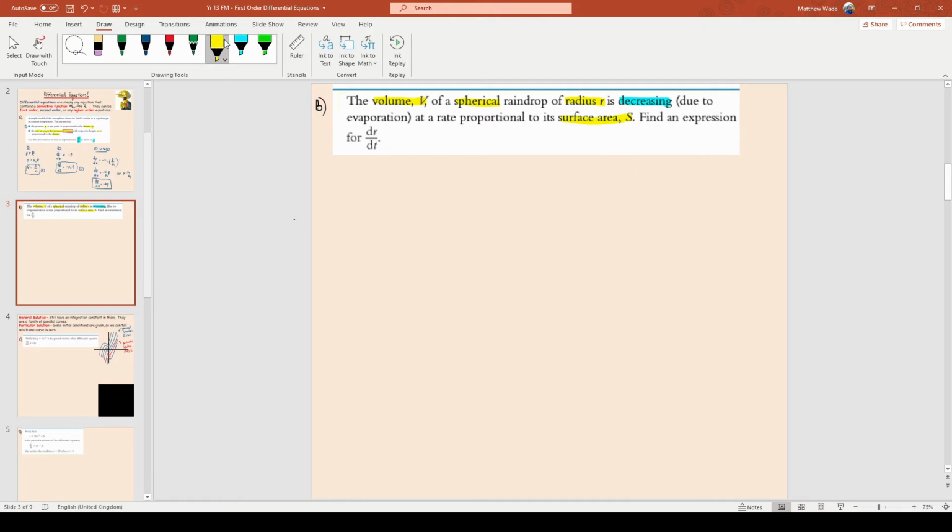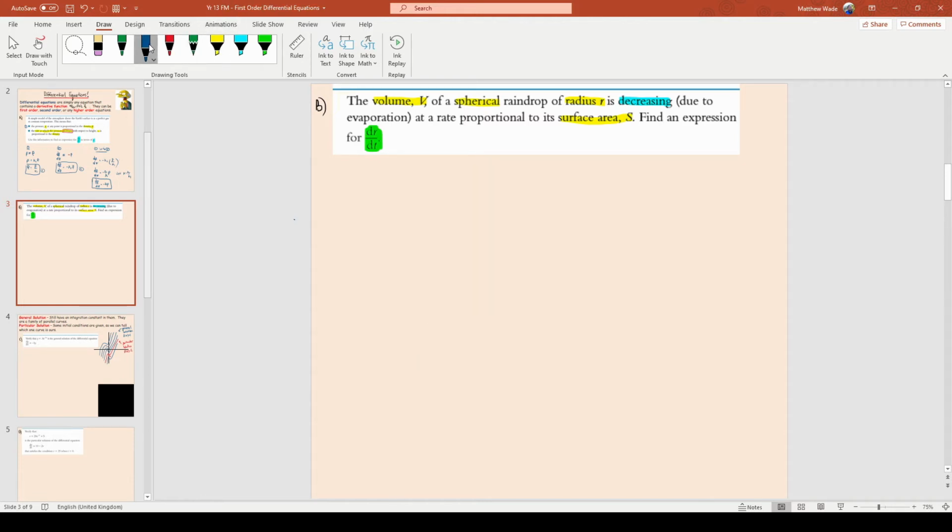Okay, now it wants us to find an expression for dr/dt. So that's our end game. We want to know what dr/dt is. Right, here's what I'm going to do. Here's my thoughts when I get to these fiddly questions. I say to myself, what is the actual information that is given in the question itself?